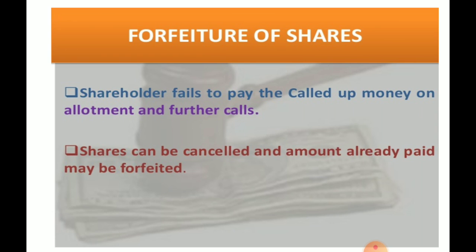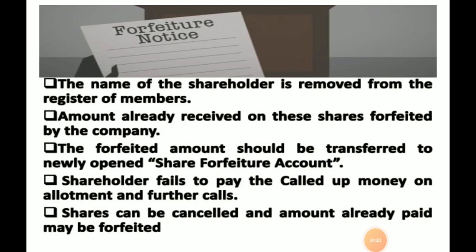Forfeiture of the share. If a shareholder fails to pay called up money on the allotment and further calls, then the company can forfeit their shares. So it is called forfeiture of share. The share can be cancelled and the amount already paid may be forfeited. The name of the shareholder is removed from the register of members. Amount already received on these forfeited shares will be forfeited by the company. The forfeited amount should be transferred to a newly opened account, that is share forfeiture account.